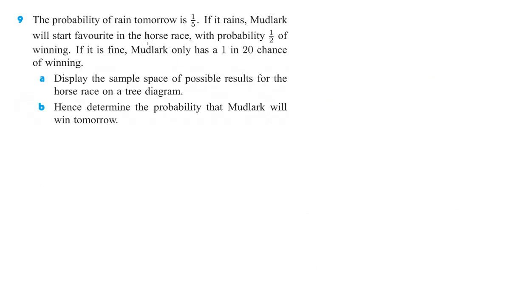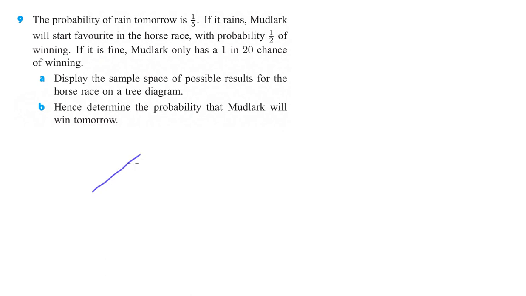Probability of rain tomorrow is 1 out of 5. If it rains, Mudlark will start favorite in the horse race with probability 1/2 chance of winning. If it's fine, meaning it's not raining, that means Mudlark only has a 1 in 20 chance of winning. Okay? Display the sample space of possible results for the horse race on a tree diagram.